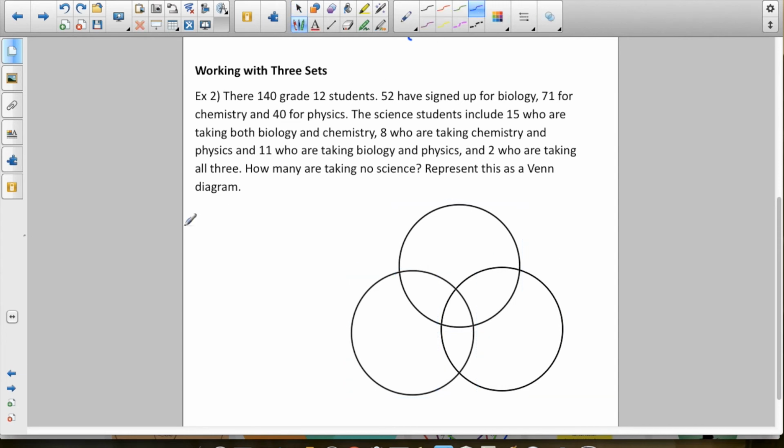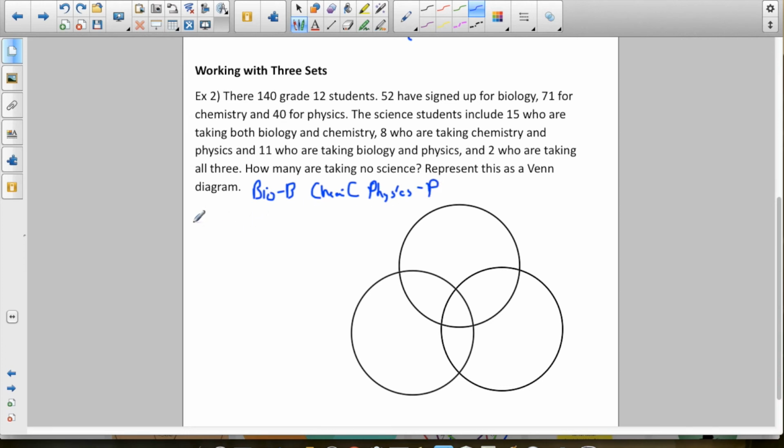So you can, if you want to, just read through. So let's say science, or sorry, bio is B, chem is C, and physics is P.